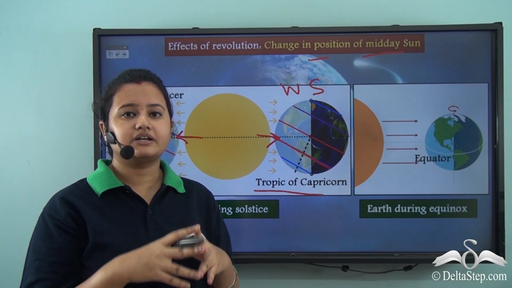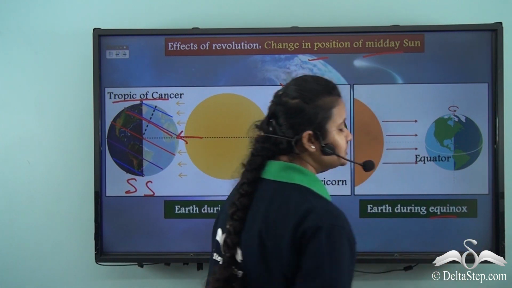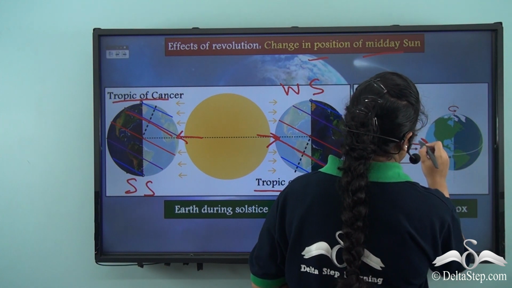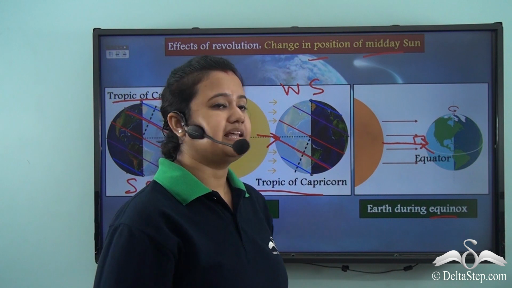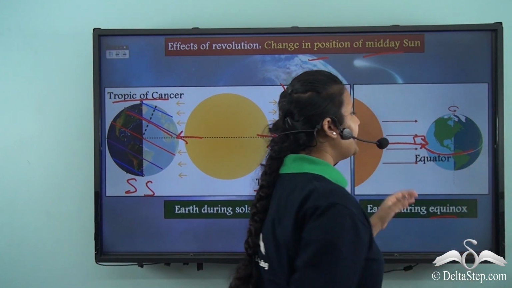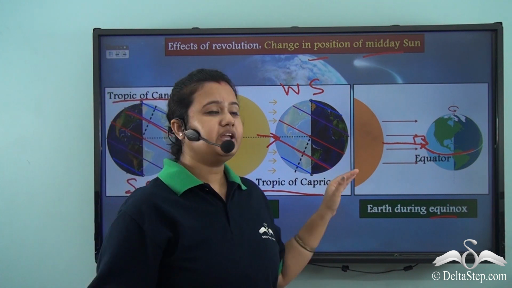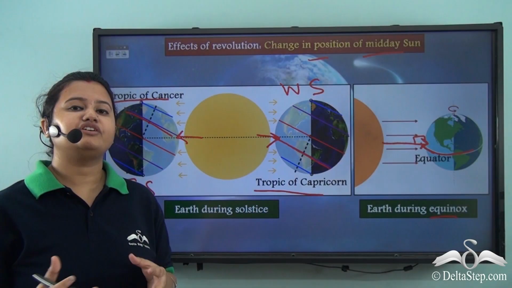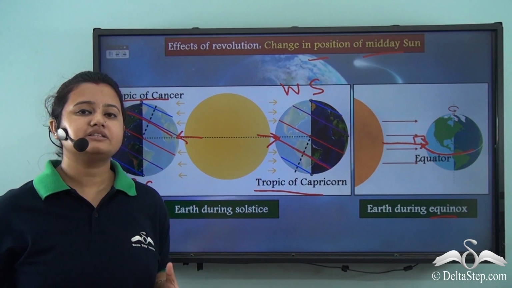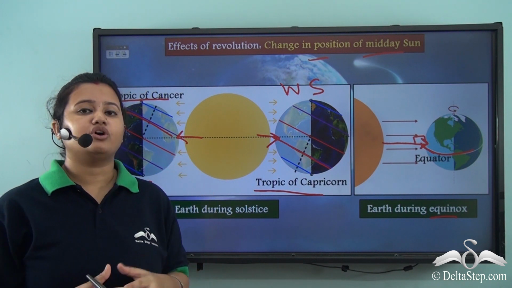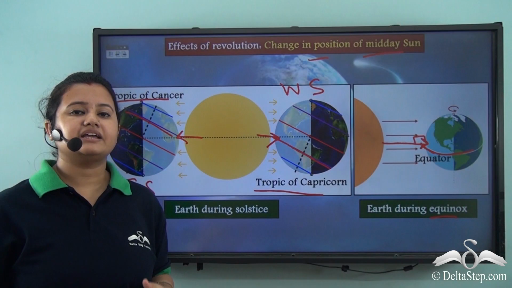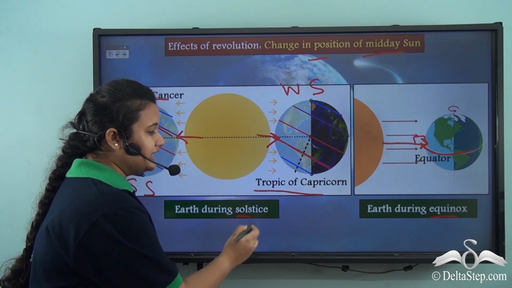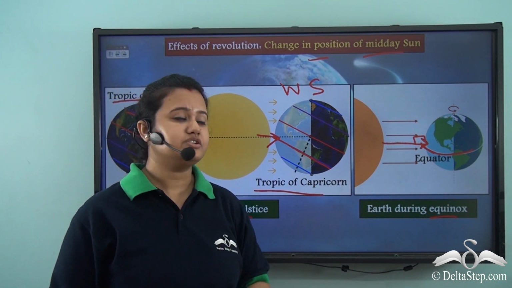Now consider the Earth's condition during equinox. During equinoxes, we know the sun rays are vertical over the equator. So all places lying at the equator enjoy midday sun or overhead sun during equinoxes, that is on autumn equinox and on spring equinox. So here we find that an important effect of Earth's revolution is that the position of the midday sun changes. The sun is vertical over the Tropic of Cancer or Capricorn during solstice, and the sun is vertical over the equator during equinox.